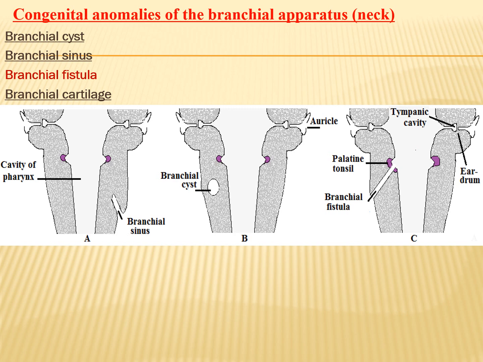These are the congenital anomalies of the branchial apparatus. Here, the first is the branchial cyst. Branchial cyst here is due to failure of obliteration of the ectodermal cyst that we mentioned before, so a cyst remains in the side of the neck that might expand and form a cystic swelling on the side of the neck. Another is the branchial sinus. This is a small blind tract.